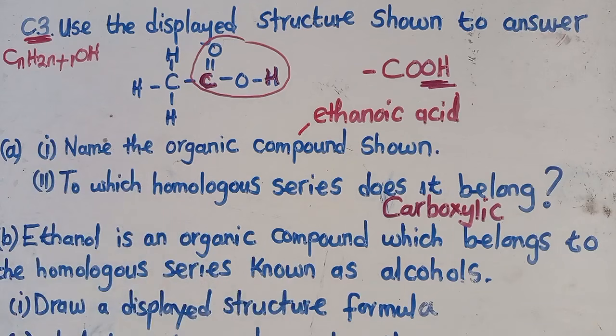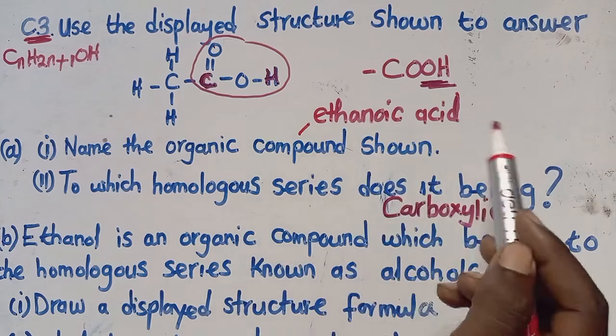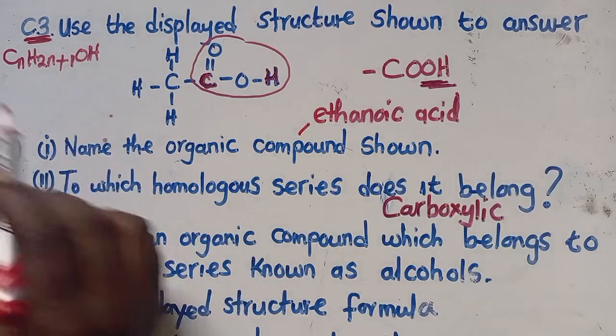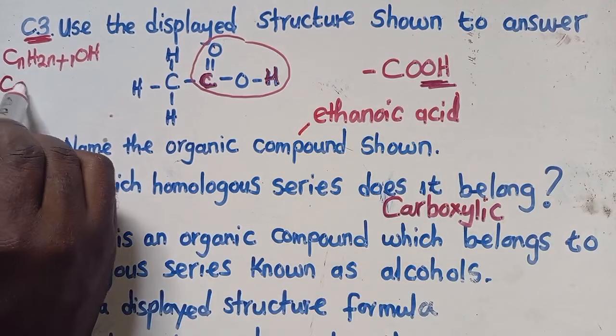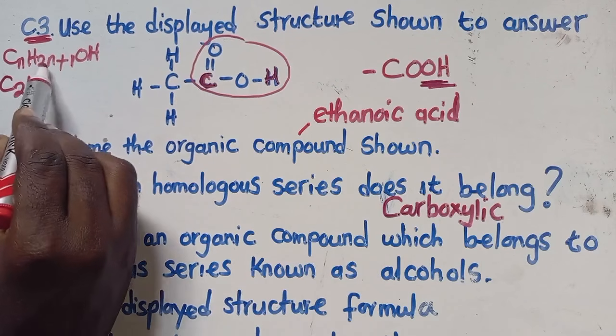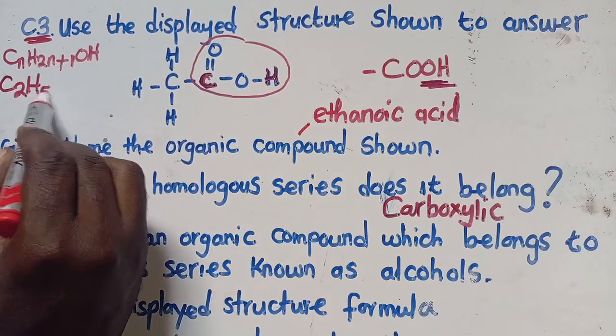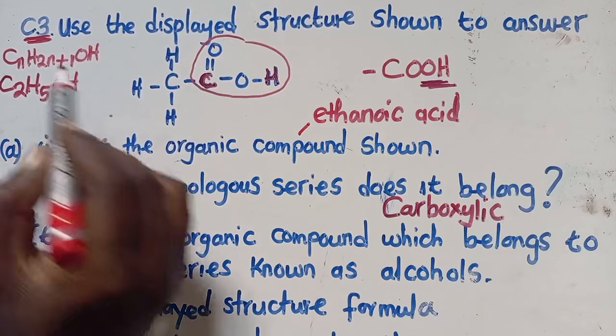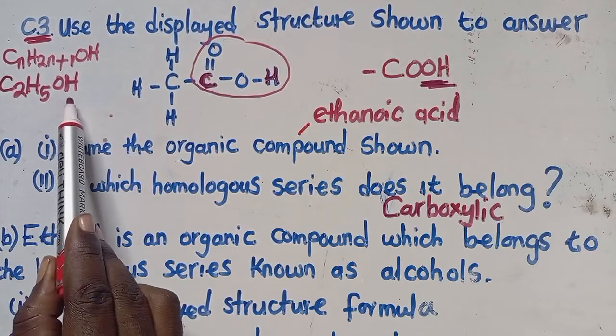So if I want to write ethanol, how do I write ethanol? Like I've told you, I'm also teaching you on how to answer other questions. So we've got meth, position 1, eth, position 2, prop, that is 3. I guess you know this. So if it is ethanol, meaning it is on position 2. So n is 2. So C2H, 2 times 2 is 4, plus 1 is 5, then OH. This is how it gets to be. So this is ethanol.